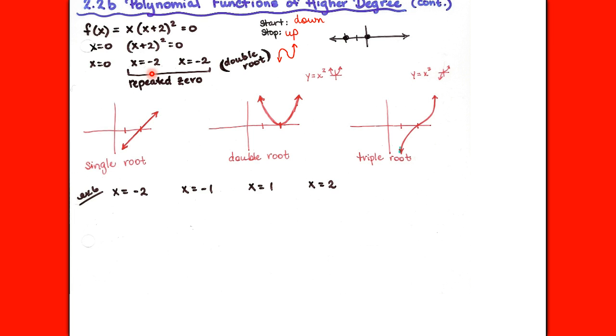So when I come over to graph this, I'm going to have a double root at -2, and I'm going to have a single root at 0. So I start following this path right here, and I say, okay, I start down, and I come up, and when I hit that double root, I'm actually going to turn on that double root. If you think about it, we've seen this before.